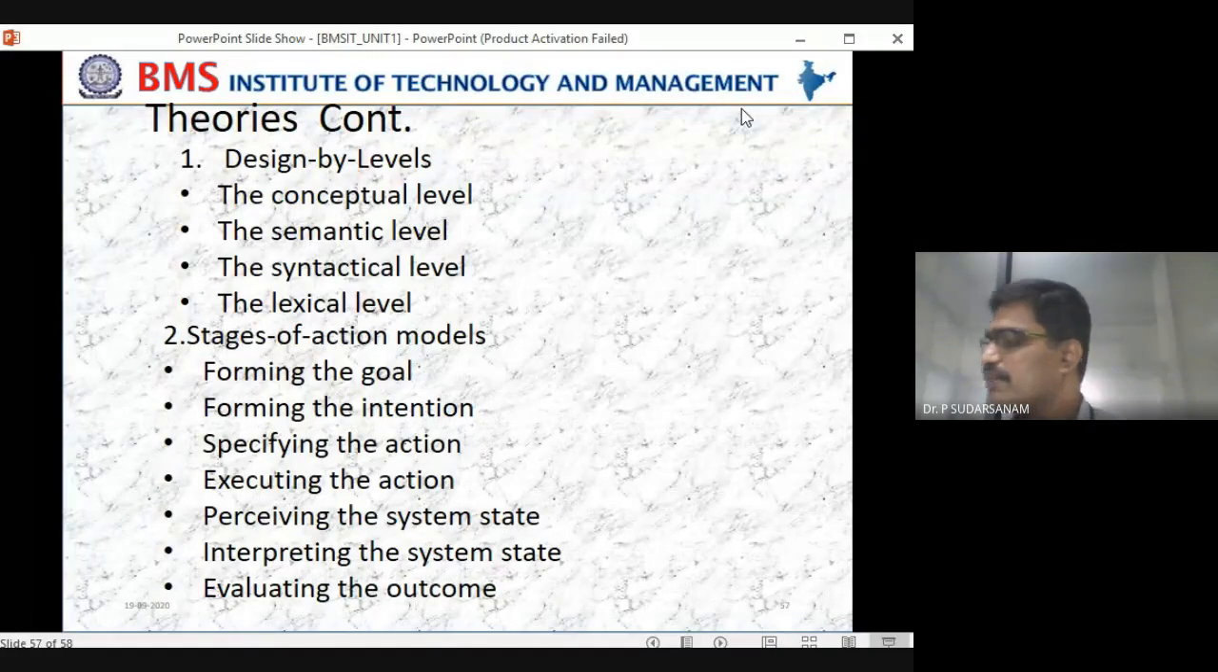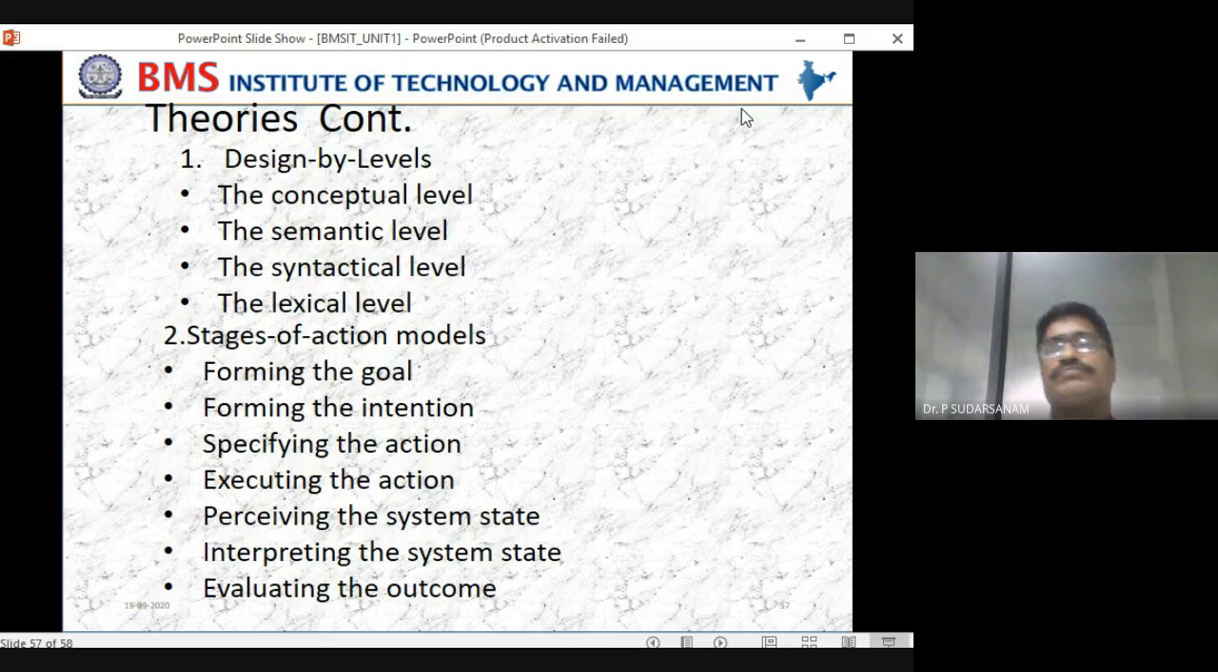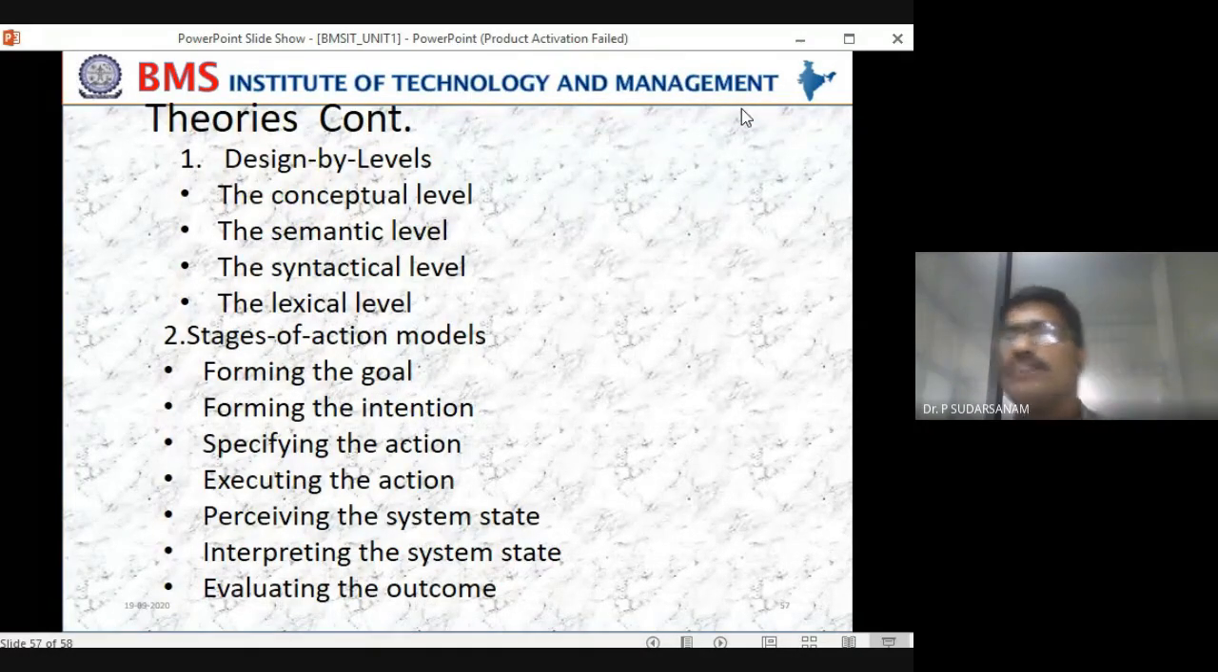So designing by levels. Conceptual level is the interaction between the users and the systems, or the interaction between the systems you have, how they are connected with each other. The second one is the semantic level. Semantic level is where you are giving the input and you are getting the output.